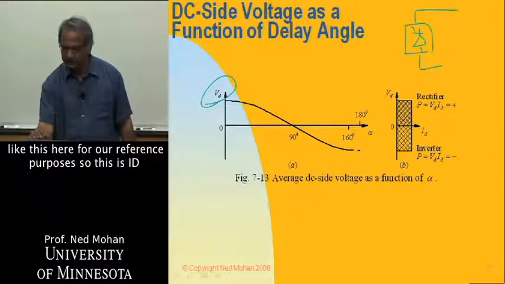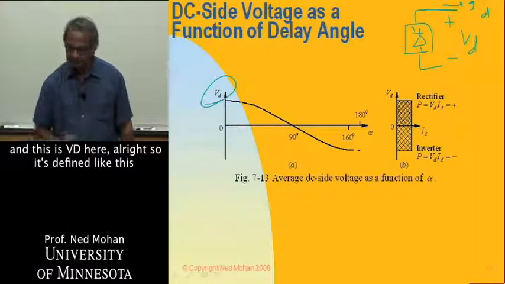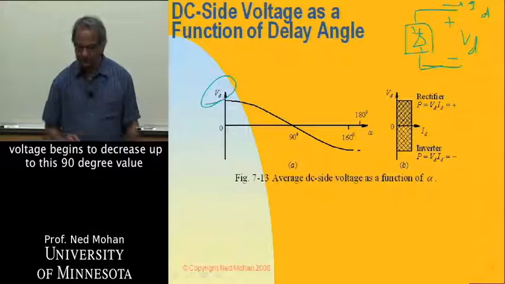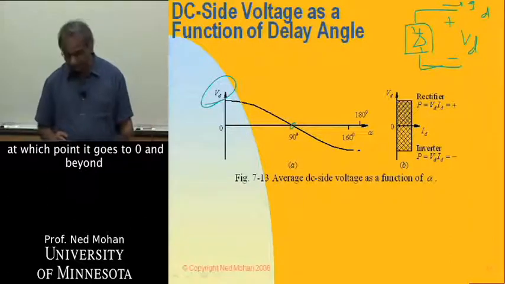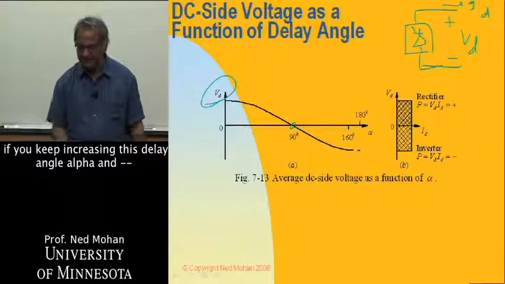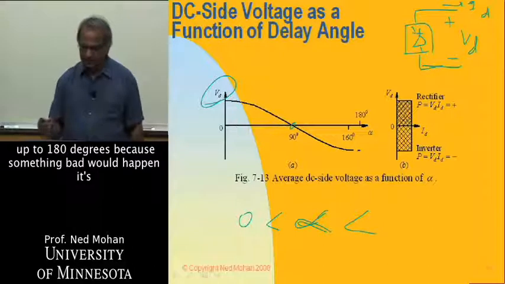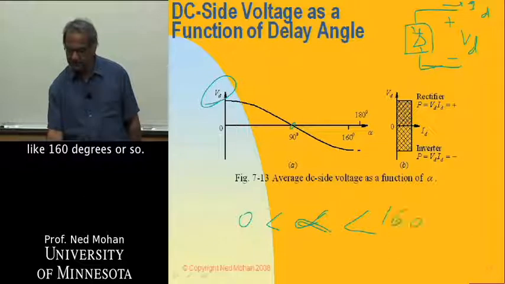So this is ID, and this is VD here. Right, it's defined like this. So you can see that as we increase alpha, this DC bus voltage begins to decrease up to this 90-degree value, at which point it goes to 0, and beyond that it becomes negative. Okay, if you keep increasing this delay angle alpha, and so this alpha is between 0 and, we don't go all the way up to 180 degrees, because something bad would happen. It's called commutation failure, something like 160 degrees or so.